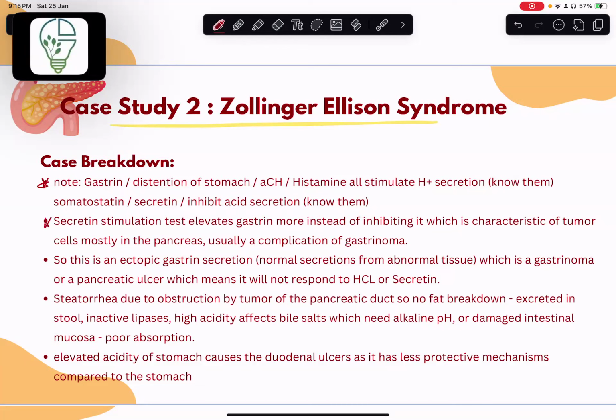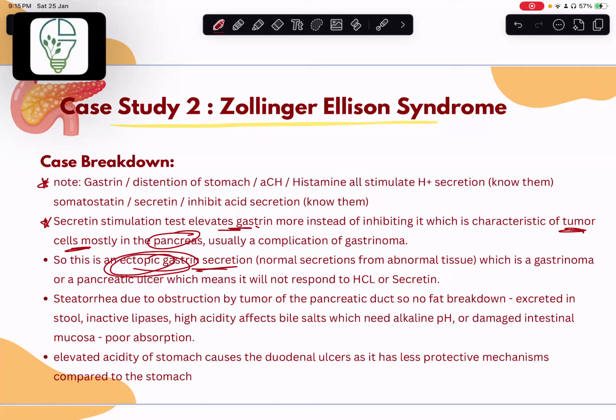As we said, the secretin stimulation test elevates gastrin, which is characteristic of tumor cells, mostly in the pancreas, a complication of gastrinoma. As we said, gastrinomas, tumors in the pancreas or the duodenum, could all cause Zollinger-Ellison syndrome. So the tumor should be secreting gastrin to be called Zollinger-Ellison syndrome. So this is an ectopic gastrin secretion, as we said.